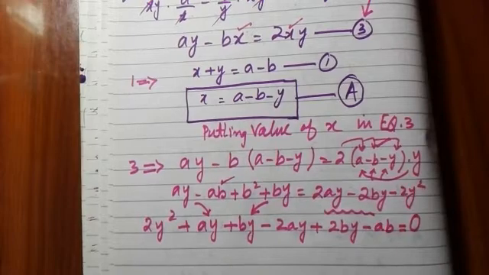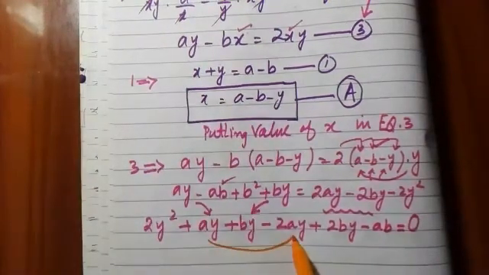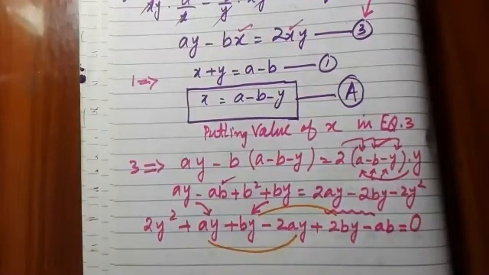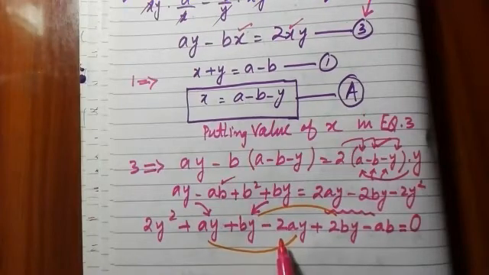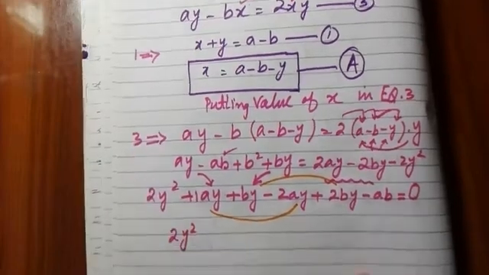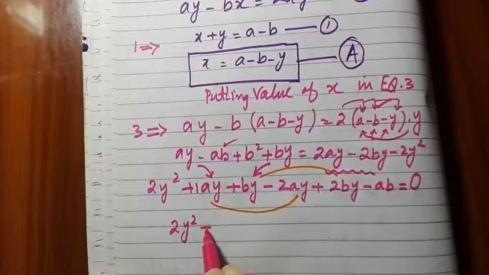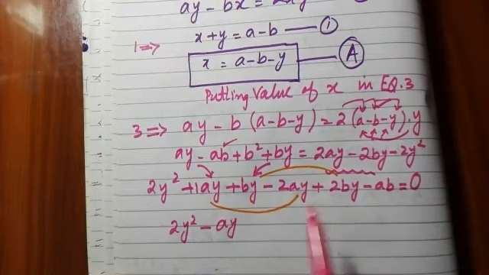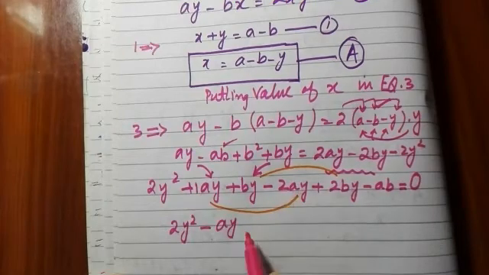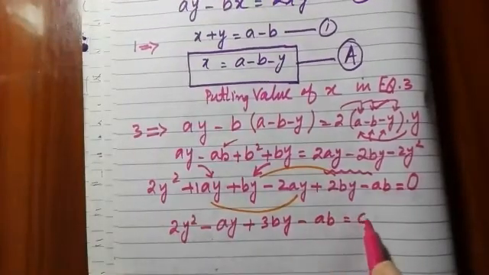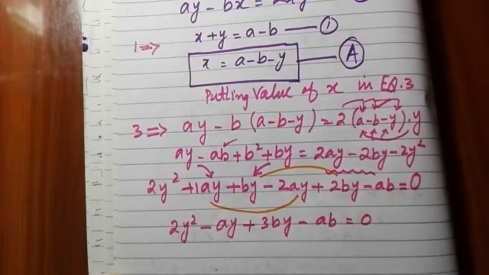So I have shifted all the terms from the right hand side towards the left hand side. And now I will simplify these two expressions. This is ay, terms involving ay. These are the terms involving by. So once we simplify this expression, it will become minus 2ay, negative, and plus 1ay is positive. So you will simplify both of these two terms. The expression will become 2y square minus ay, because minus 2ay plus 1ay will generate minus 1ay. Similarly, by plus 2by will generate 3by, and finally minus ab. So these will be the terms after the simplification.